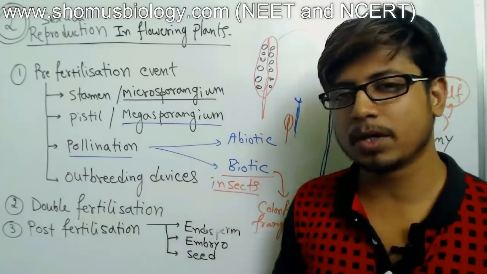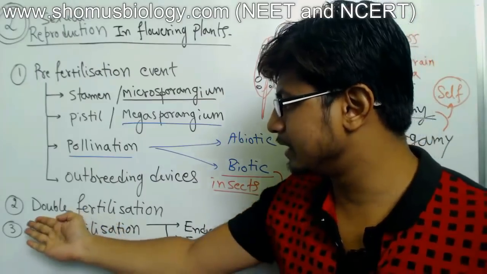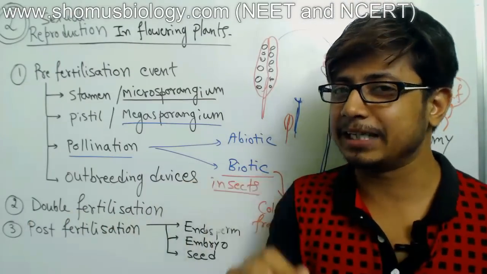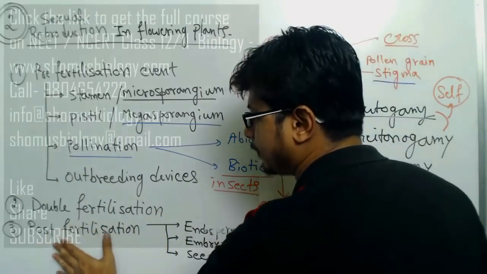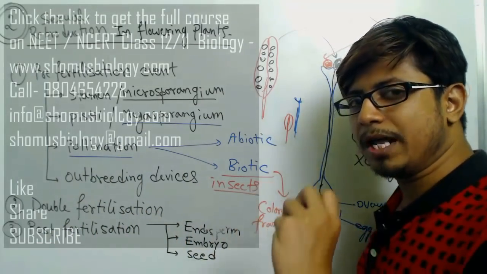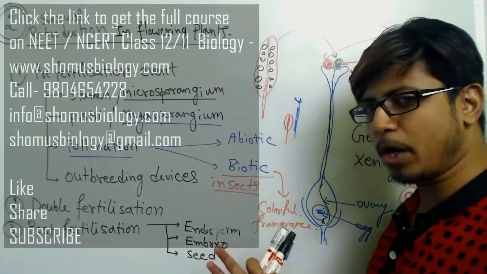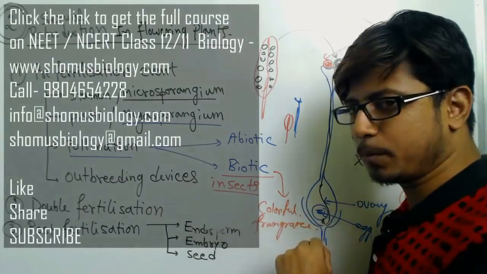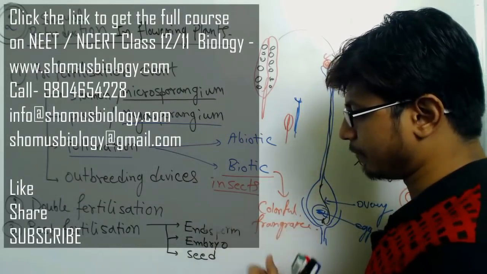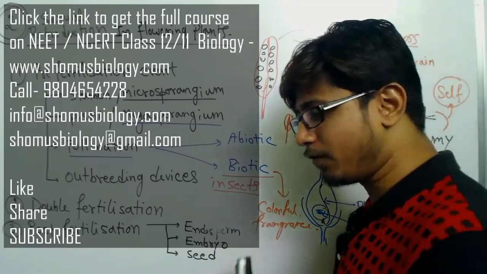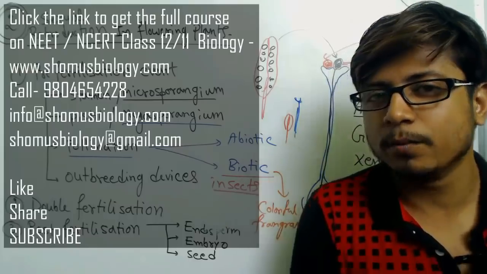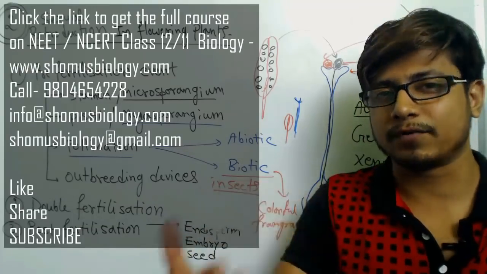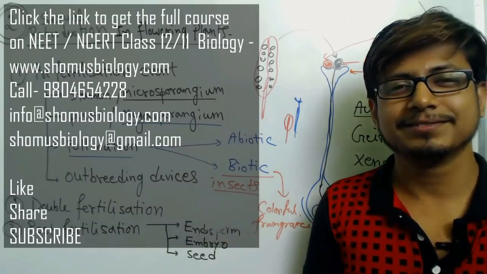So in the next part of the tutorial, we'll be talking about double fertilization with an animation, and then we'll also talk about what happens after the fertilization: how the embryo develops, what happens to the endosperm that's created, how the seed of a fruit is formed, and what a fruit is really about. We'll talk about all these things after the next lecture. Stay tuned.